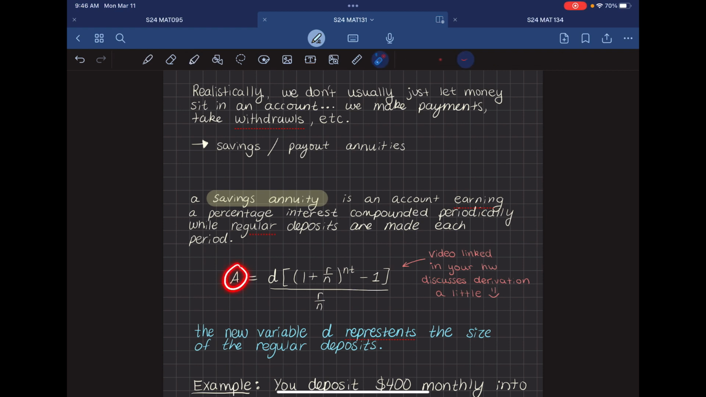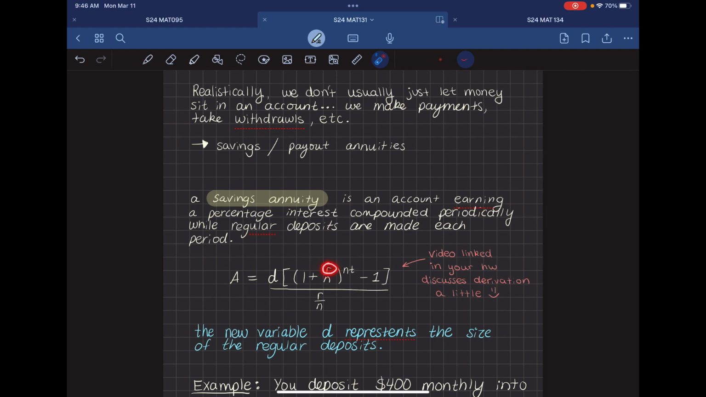So this A is the amount at the end based on the size of your deposits. D is going to be the size of your regular deposit, so that would be like the $300 that you're depositing each month. And then we have the rest of this formula where the variables we've already been using.